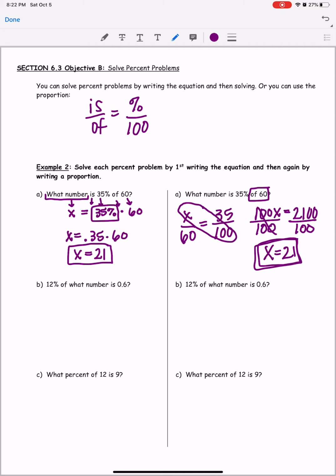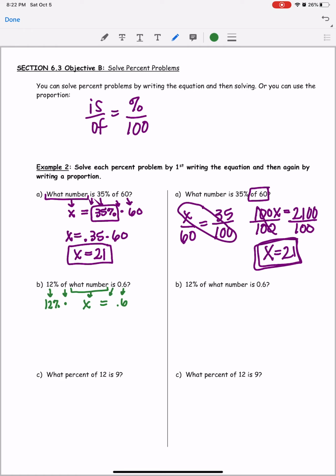Okay, so let's do B the same way. We're going to solve all of these in 2 different ways, and then when we go to that next page, you're going to choose whichever method you like. So on B, 12% of what number is 0.6? So bring down your 12%. Of means to multiply. What number is your x? is your equal sign, and then your 0.6 comes down.